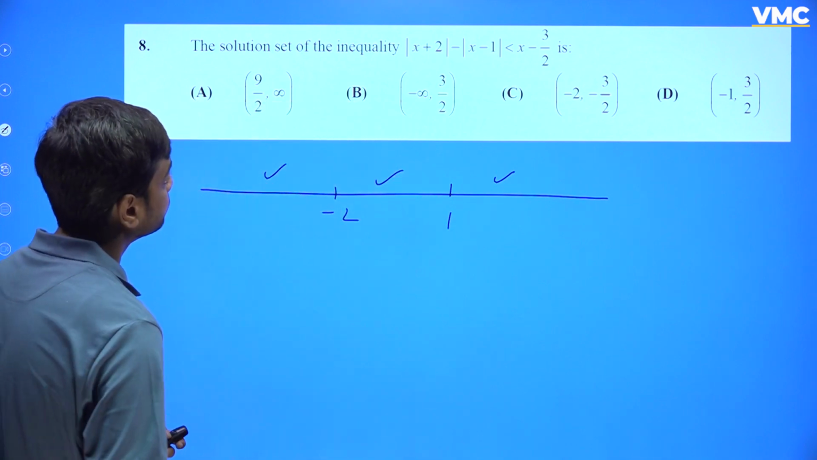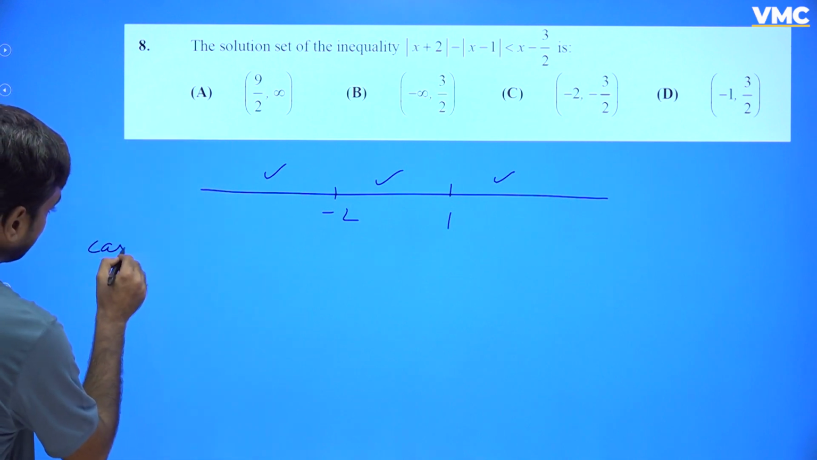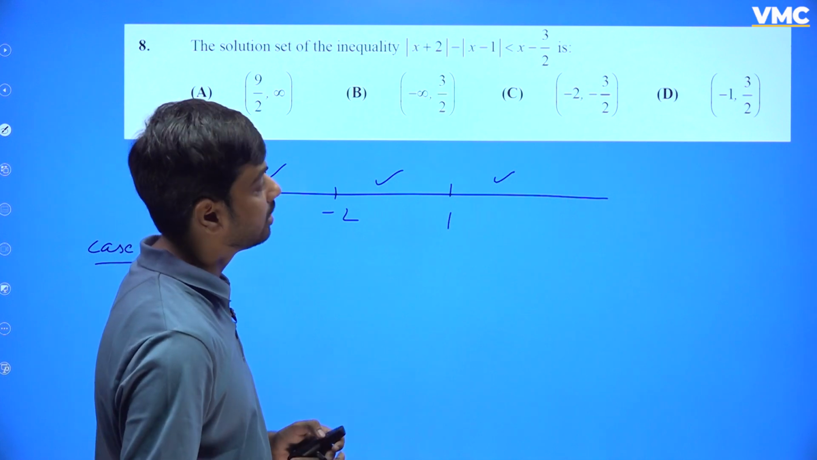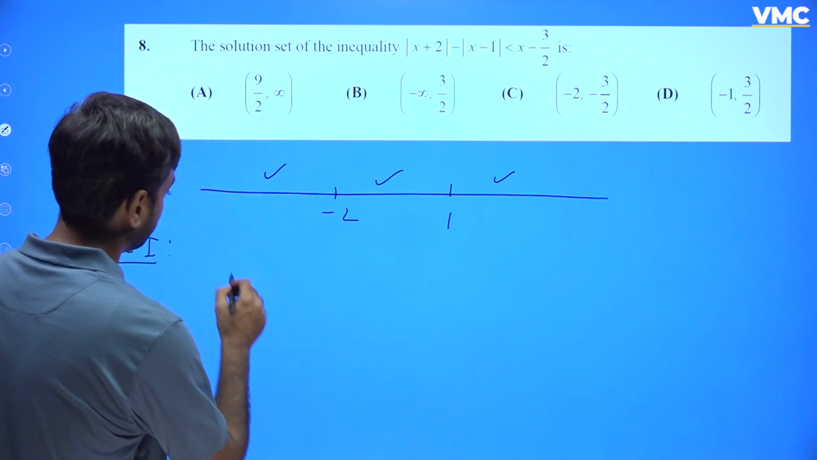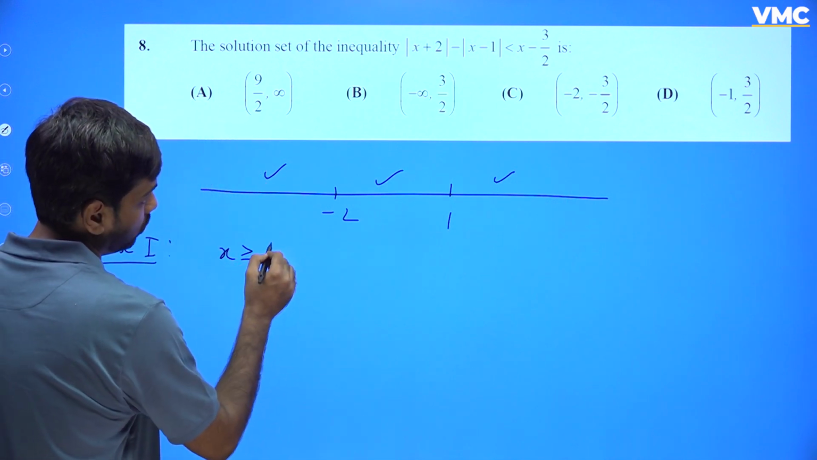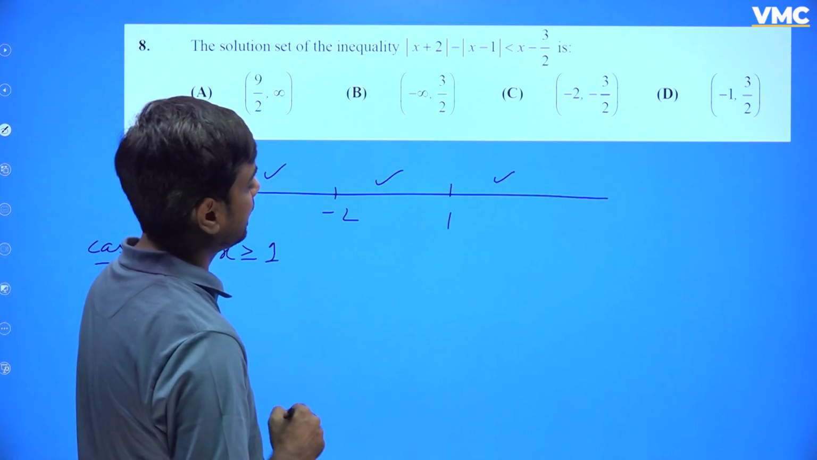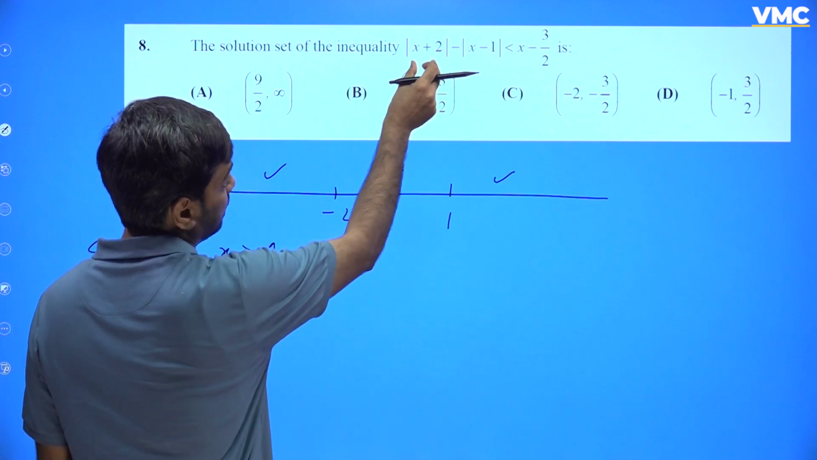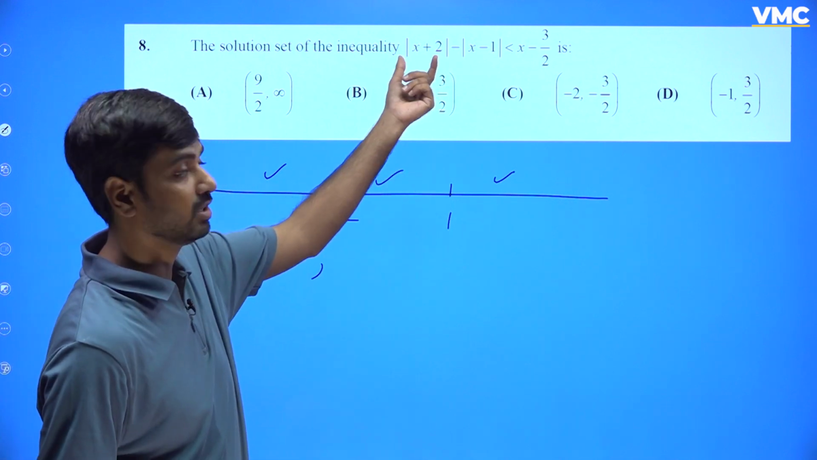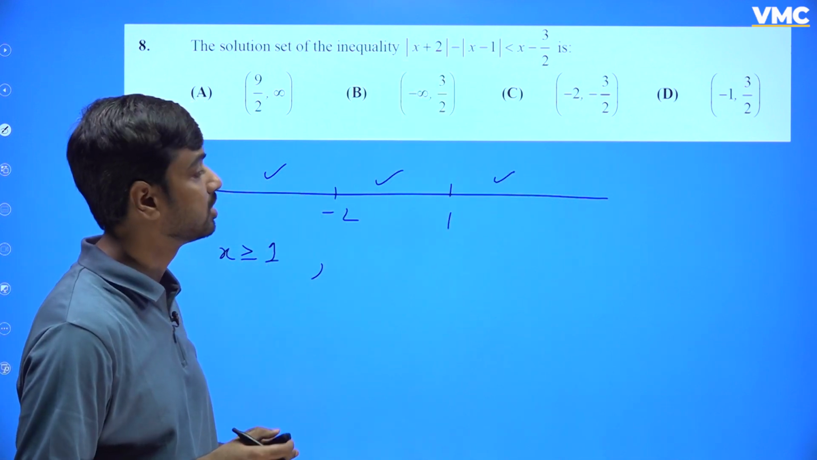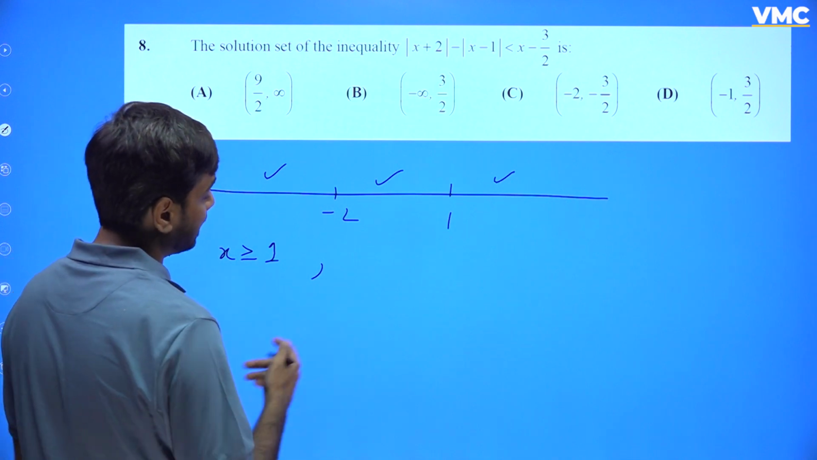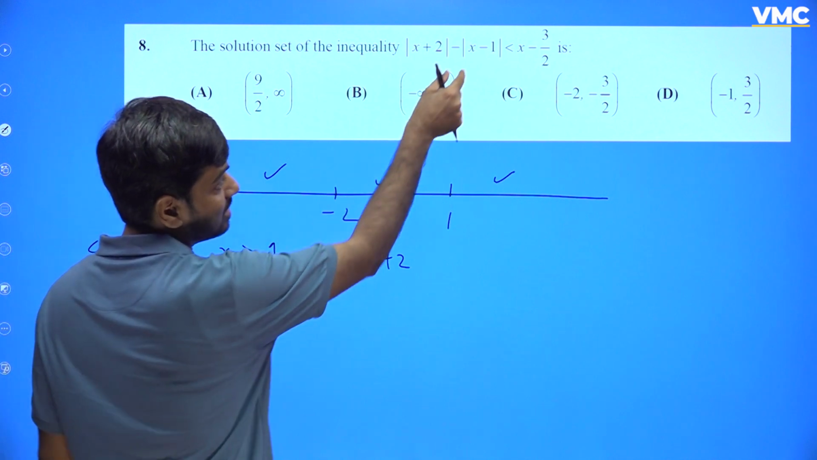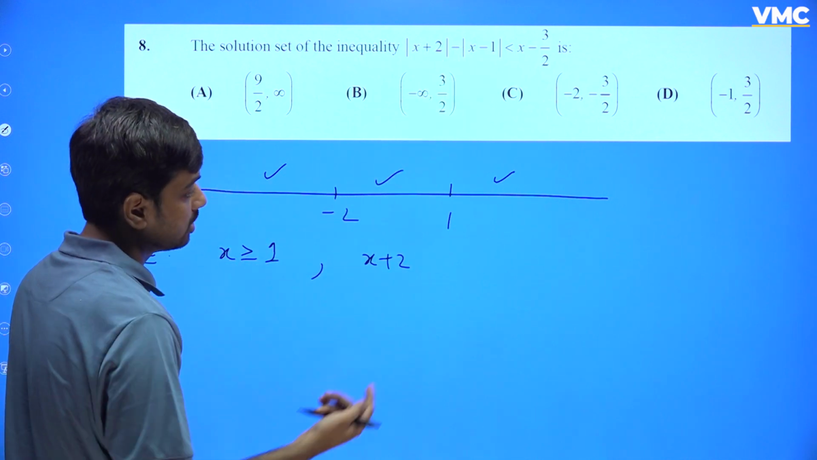So let's begin. The first case that I am taking, case 1, is x greater than or equal to 1. So if I take x greater than or equal to 1, now this expression will be positive. So x plus 2 will become positive. If we have a positive expression inside the modulus, the modulus has no role at that time. So we're left with x plus 2. And when I take x greater than or equal to 1, this expression also is positive. So again, the modulus has no role.